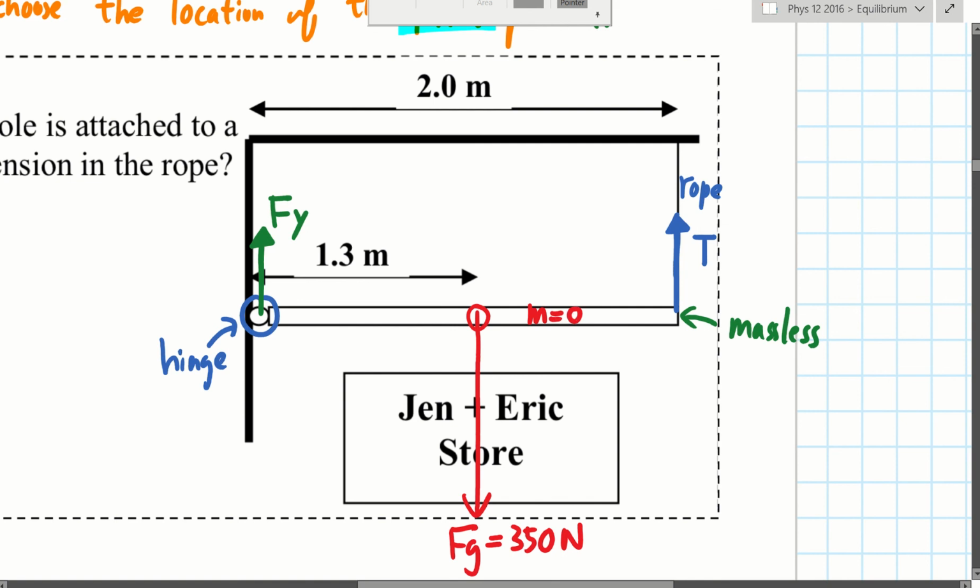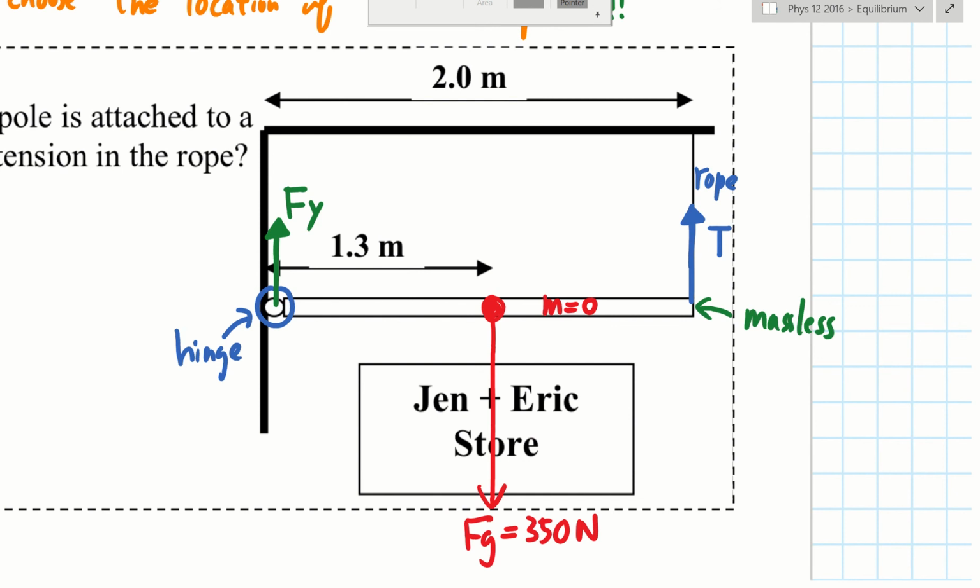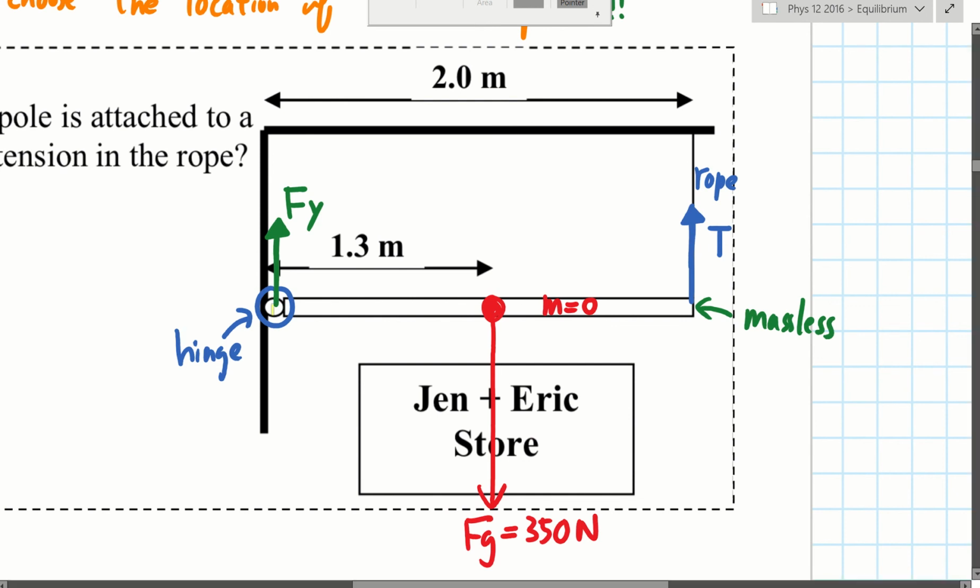I know that's not something that's reality. Whatever, they say there's a massless beam, so we will use a massless beam. We don't have to add the mass of the beam itself. We don't have to add the mass of this pole itself, assuming that it's massless.